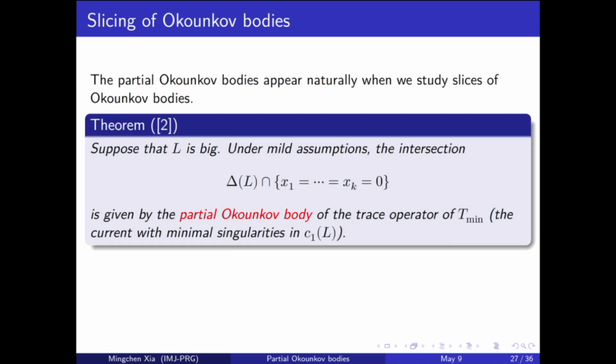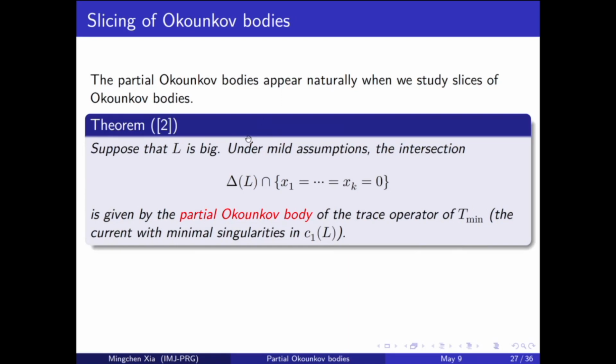The first result is about the slicing of the Okounkov body. Suppose that L is a big line bundle, and we also consider a flag on our manifold X, say Y1 to Yn. Then under some very mild assumptions, the intersection between delta L and the part where X1 to Xk are equal to 0 is given by partial Okounkov bodies of some object, and the object is the recently defined trace operator, defined in the joint paper by Tamás Darvas and myself.